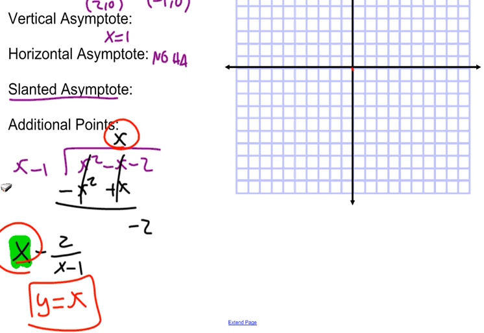That's it? Yeah, that's it. No way. Yeah, I'm telling you, that's all it is. You gotta be kidding me. No, I'm telling you, that's how you find the slanted asymptote.